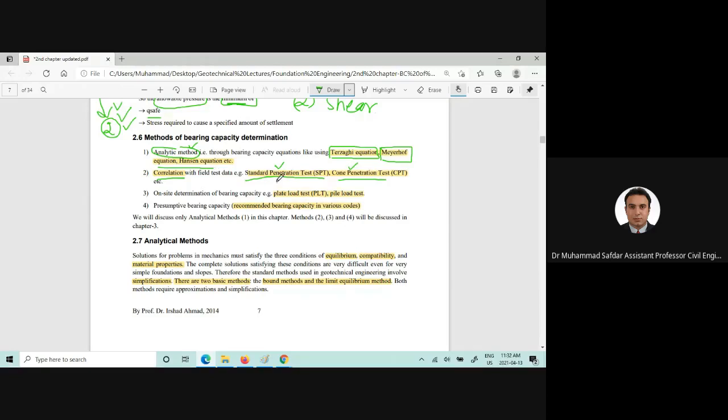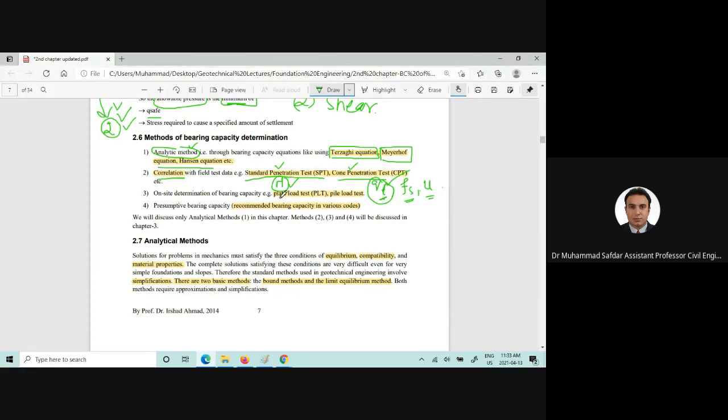From here we will get the N value, and here we can get the sleeve friction or the tip resistance, and even in the piezo cones we can get the pore water pressure as well. But basically this tip resistance is used to find the bearing capacity, and the N value is used in case of the standard penetration test.